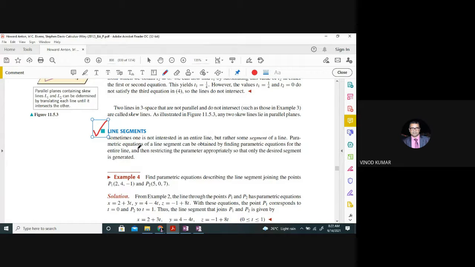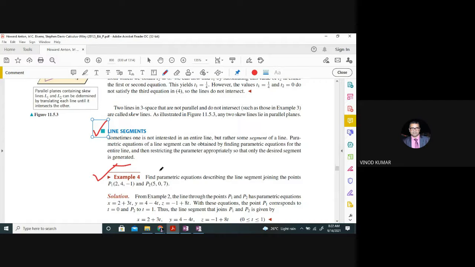The parametric equation of a line segment can be obtained by finding a parametric equation for the entire line, then restricting the parameter appropriately so that only the desired line segment is traced. Means to find a line segment with the help of the line where you have some given condition. See this example.